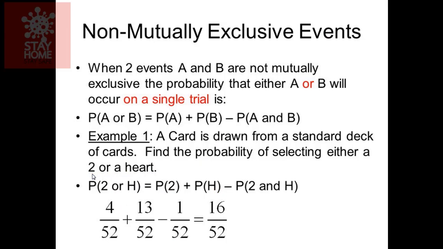It is not possible for a second time. It cannot be two times 2 and heart, because in one pack of cards only one card is a 2 as well as a heart. So we subtract 1 over 52. Then you can easily subtract to get the answer of the probability for non-mutually exclusive. But if the events are mutually exclusive, there is no need to subtract, because there is no common value.